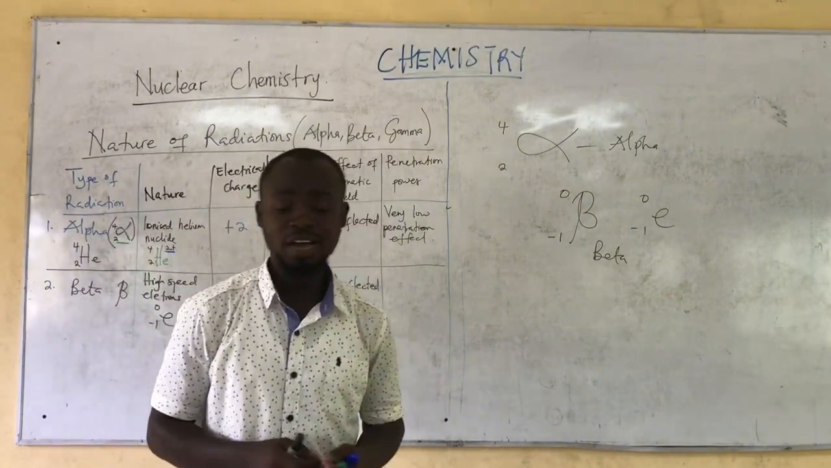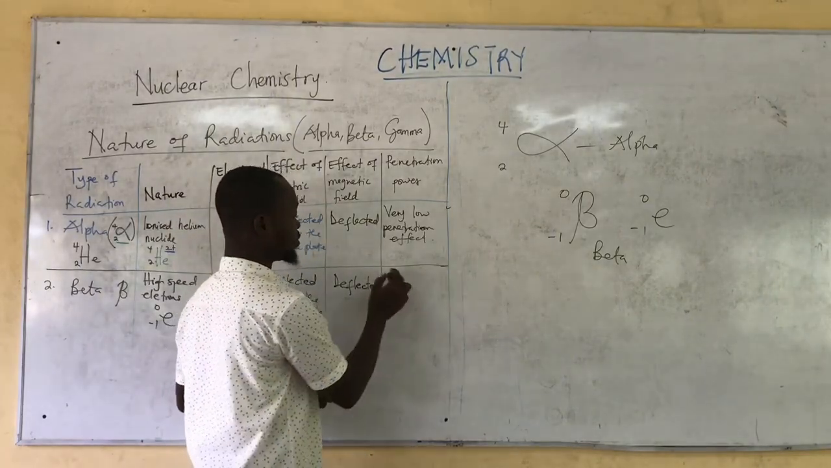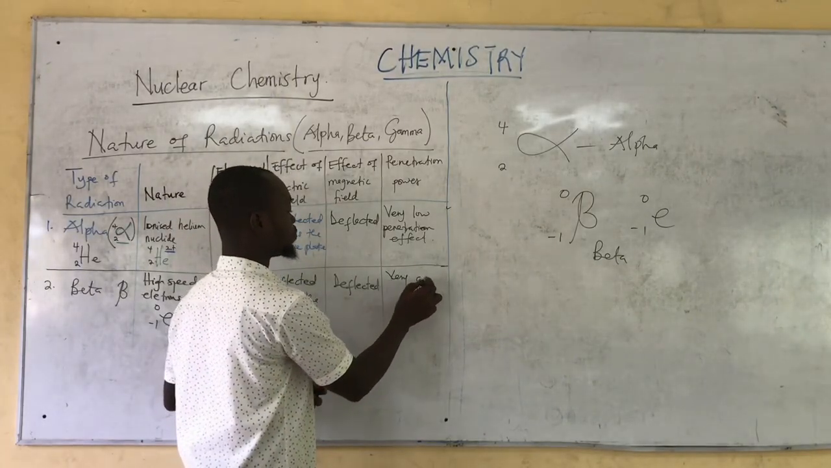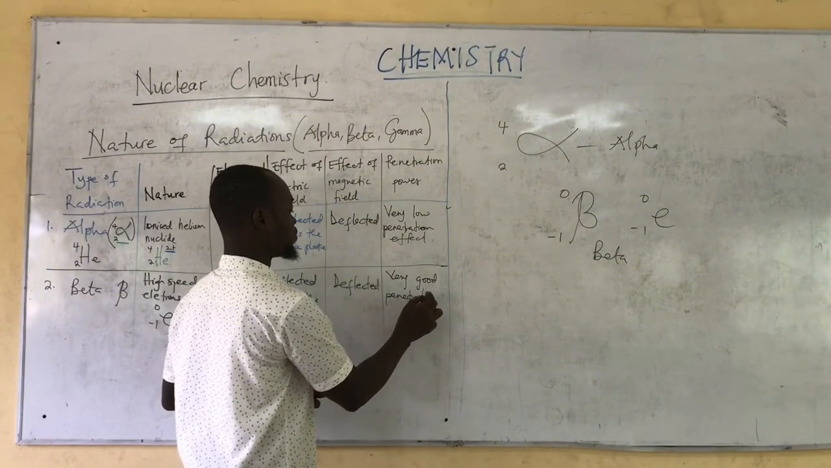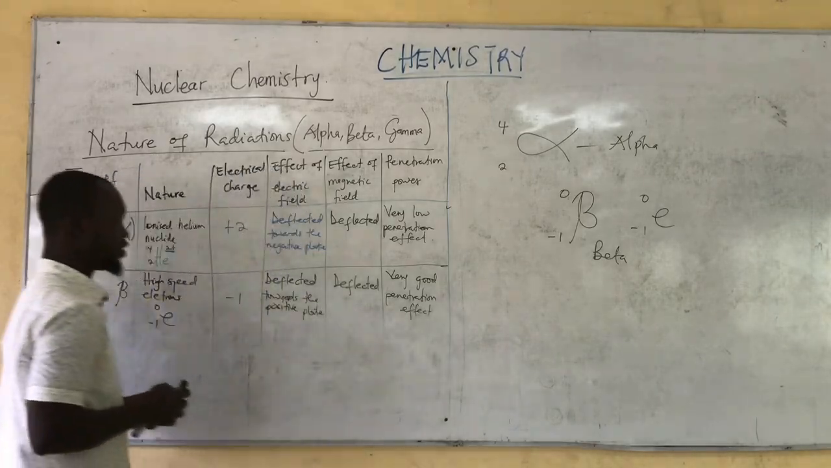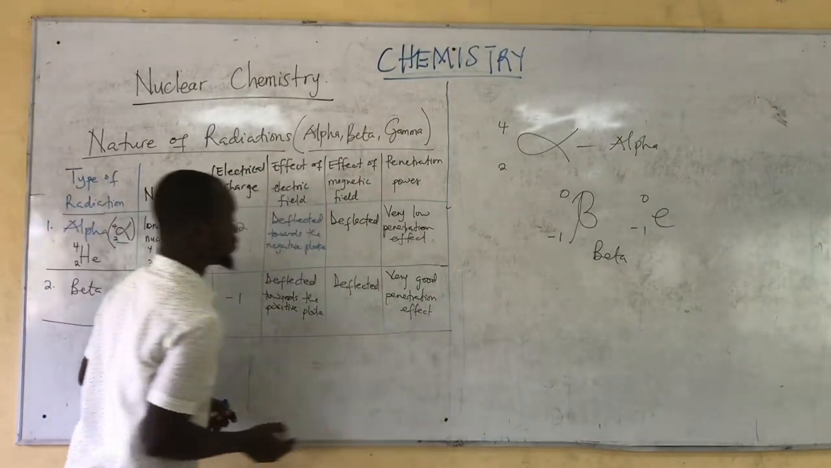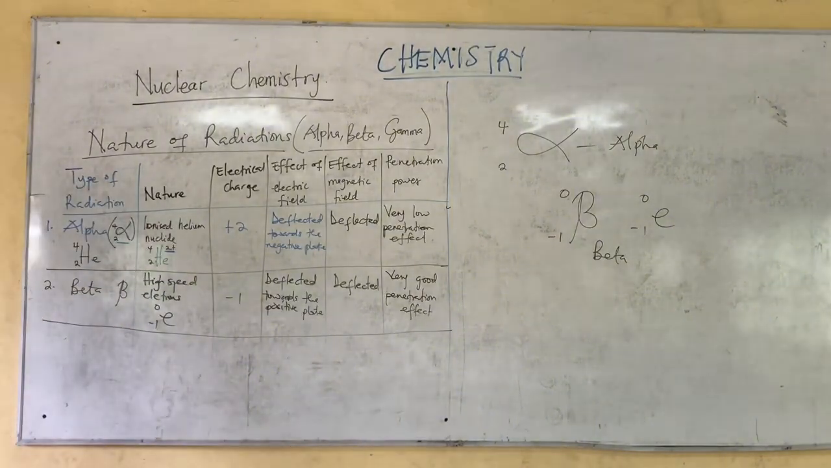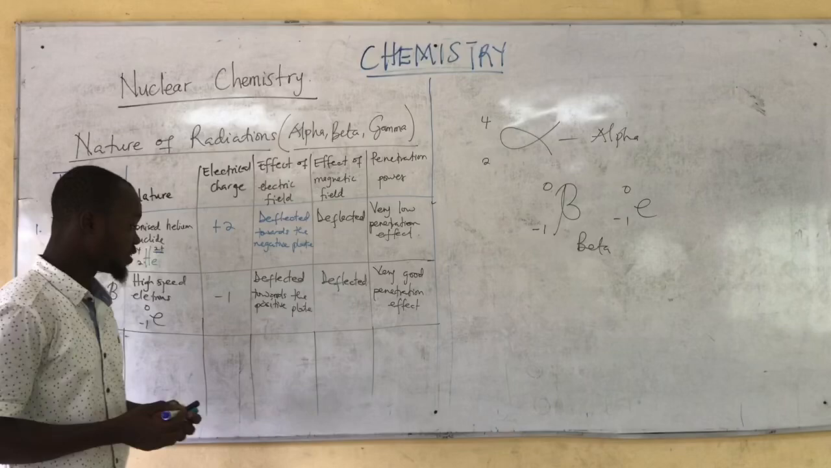The beta particle has a good penetrating power compared to the alpha particle. Very good penetration effect for the beta particle. Is that okay? So now let's look at the last radiation.